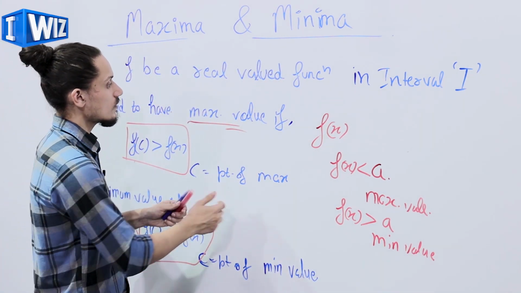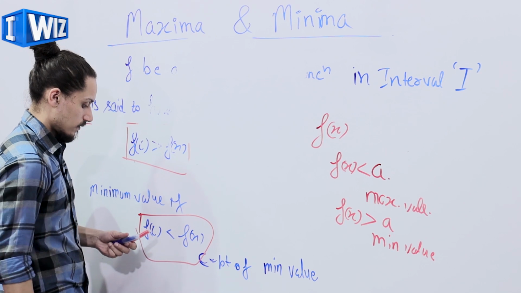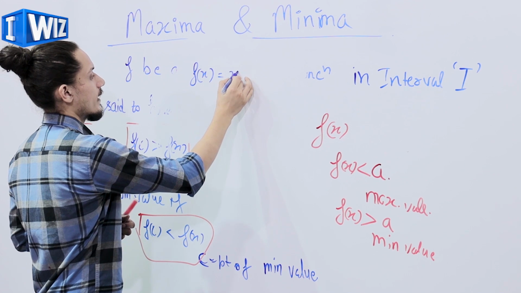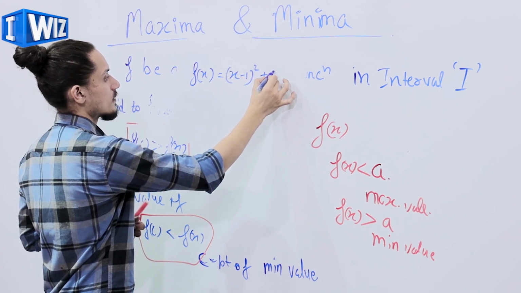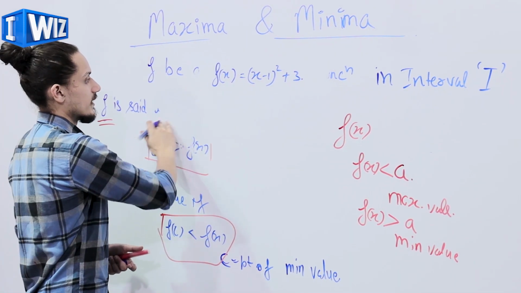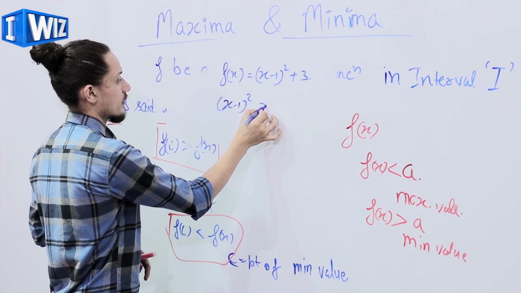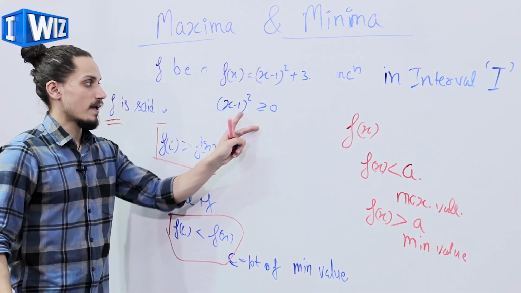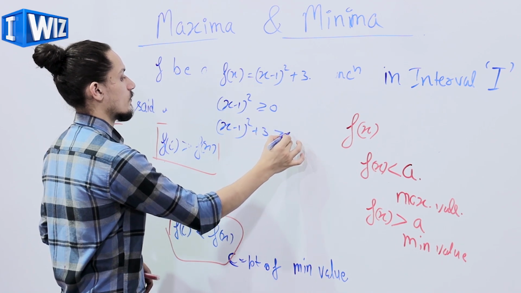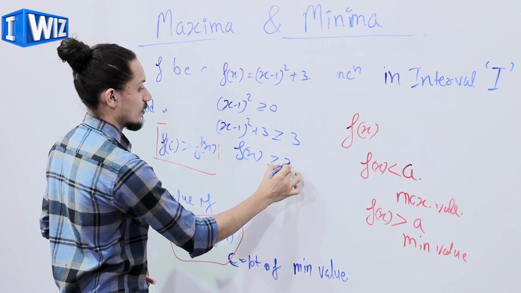For example, suppose we have a function f of x is equal to (x minus 1) square plus 3. We have to find its maximum or minimum value. So firstly we know the square of any number is always non-negative. So (x minus 1) square is greater than or equal to 0. Second point, if we add 3 on both sides, we get (x minus 1) square plus 3 is greater than or equal to 3. Now this whole thing is the function f of x. So f of x is greater than or equal to 3.